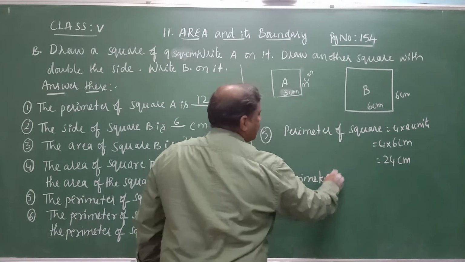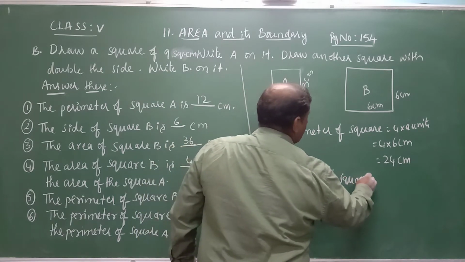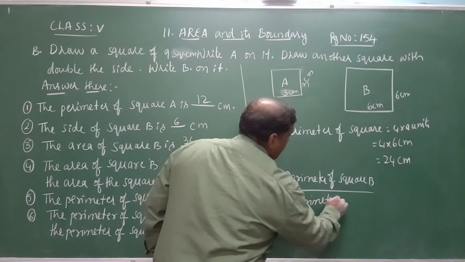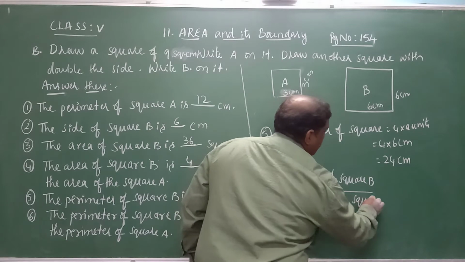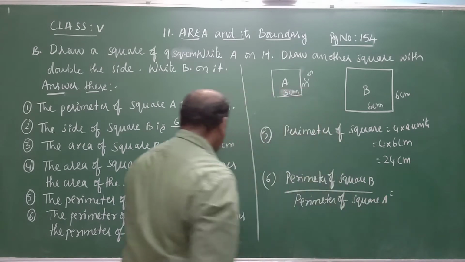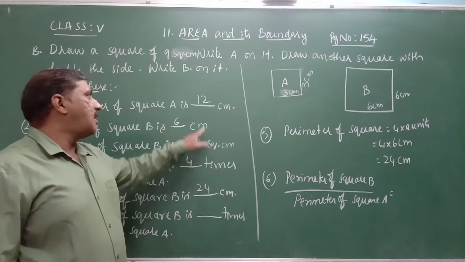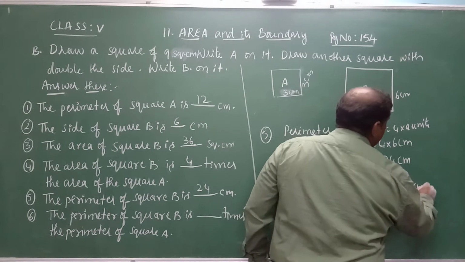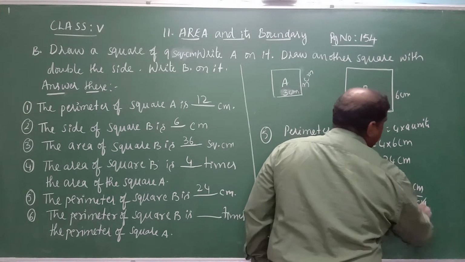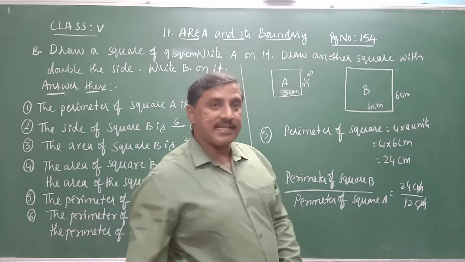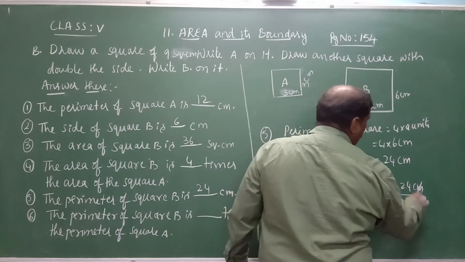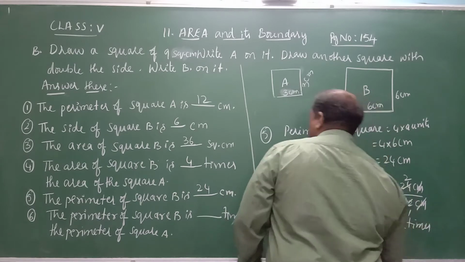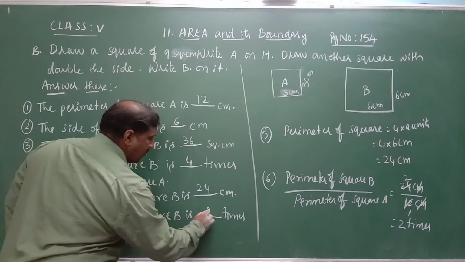Perimeter of square B divided by perimeter of square A. Perimeter of square B is 24 centimeters. Perimeter of square A is 12 centimeters. It is 24 centimeters divided by 12 centimeters. Centimeter and centimeter get cancelled. Now 12 ones are 12, 12 twos are 24. So 2 times. How many times is it? 2 times more. 2 times the perimeter of A.